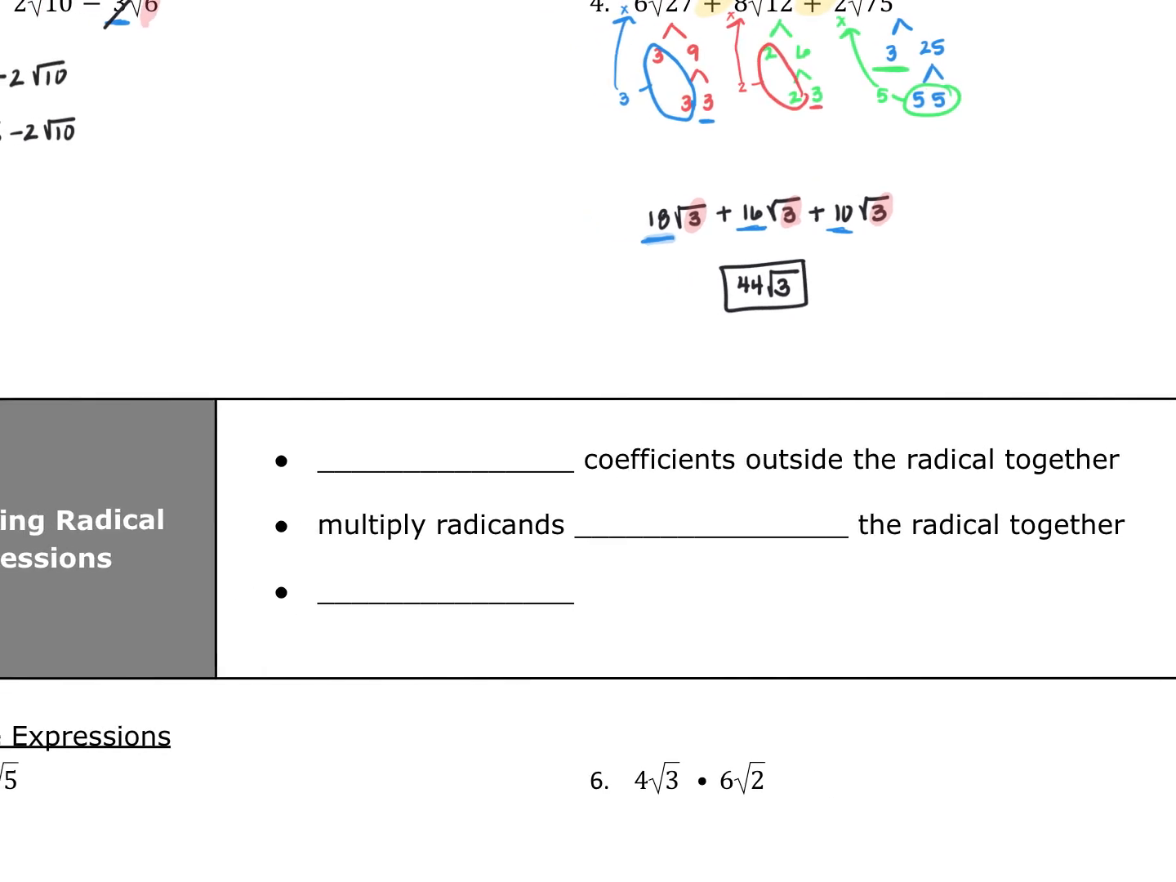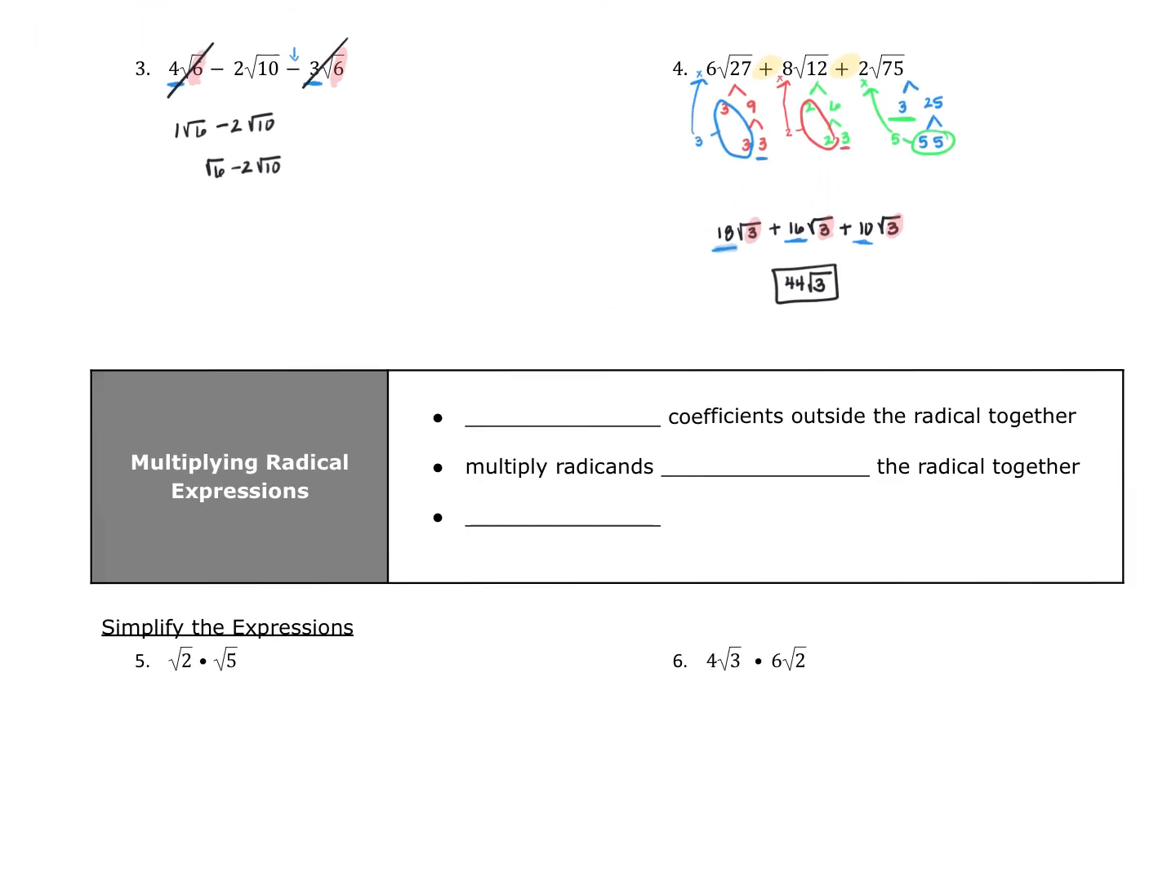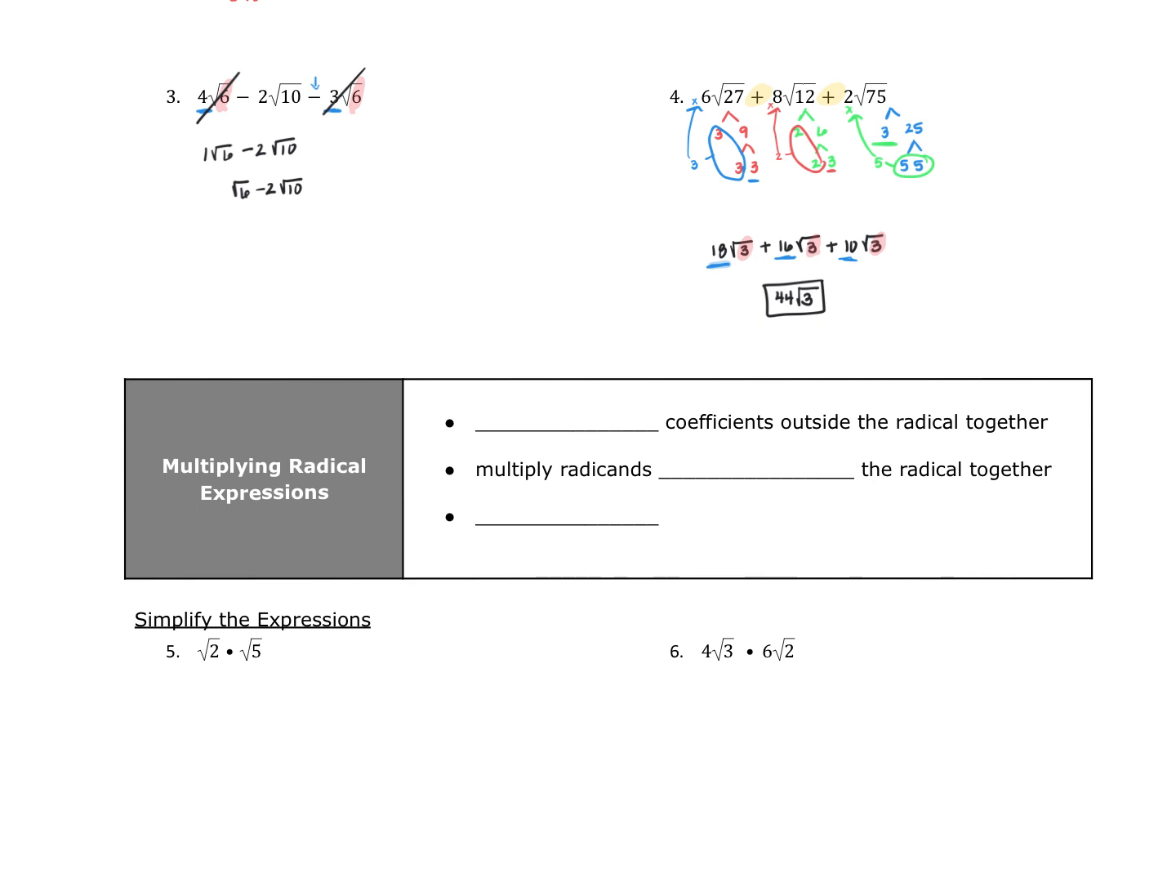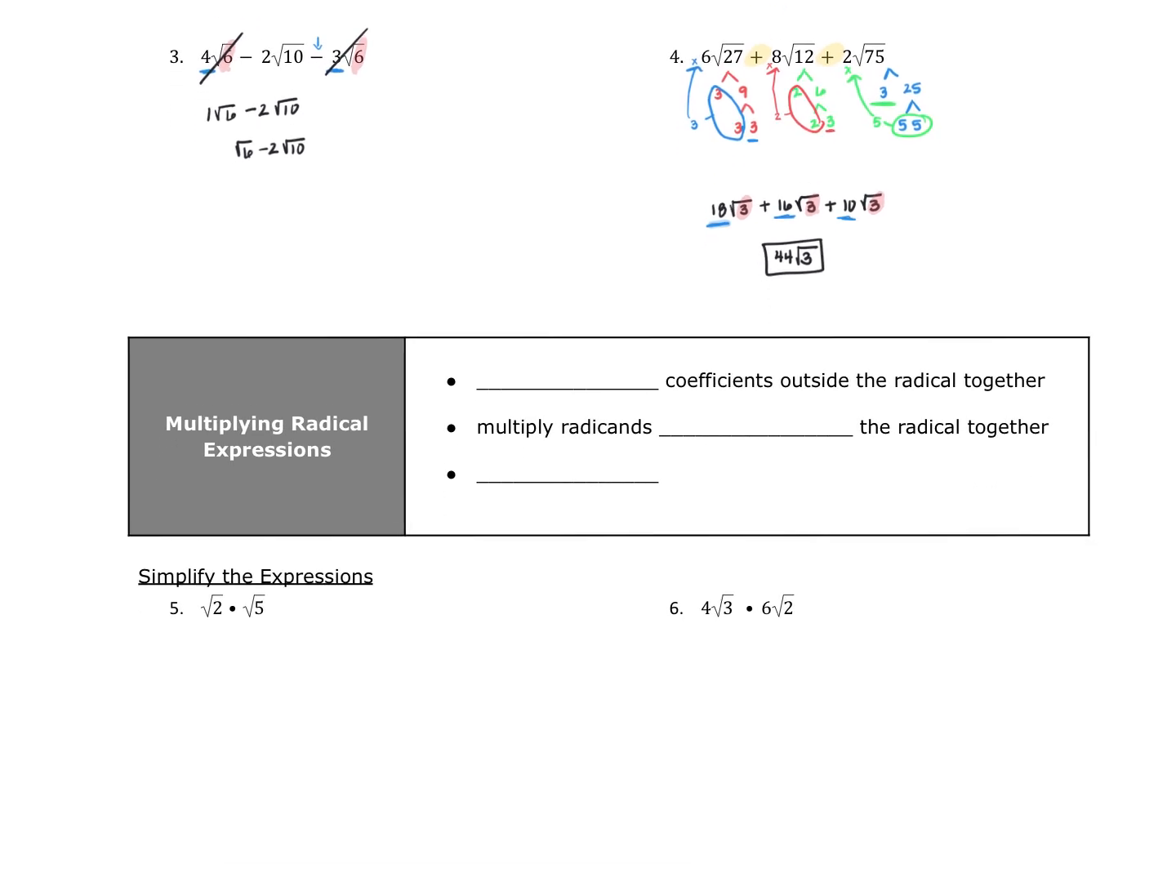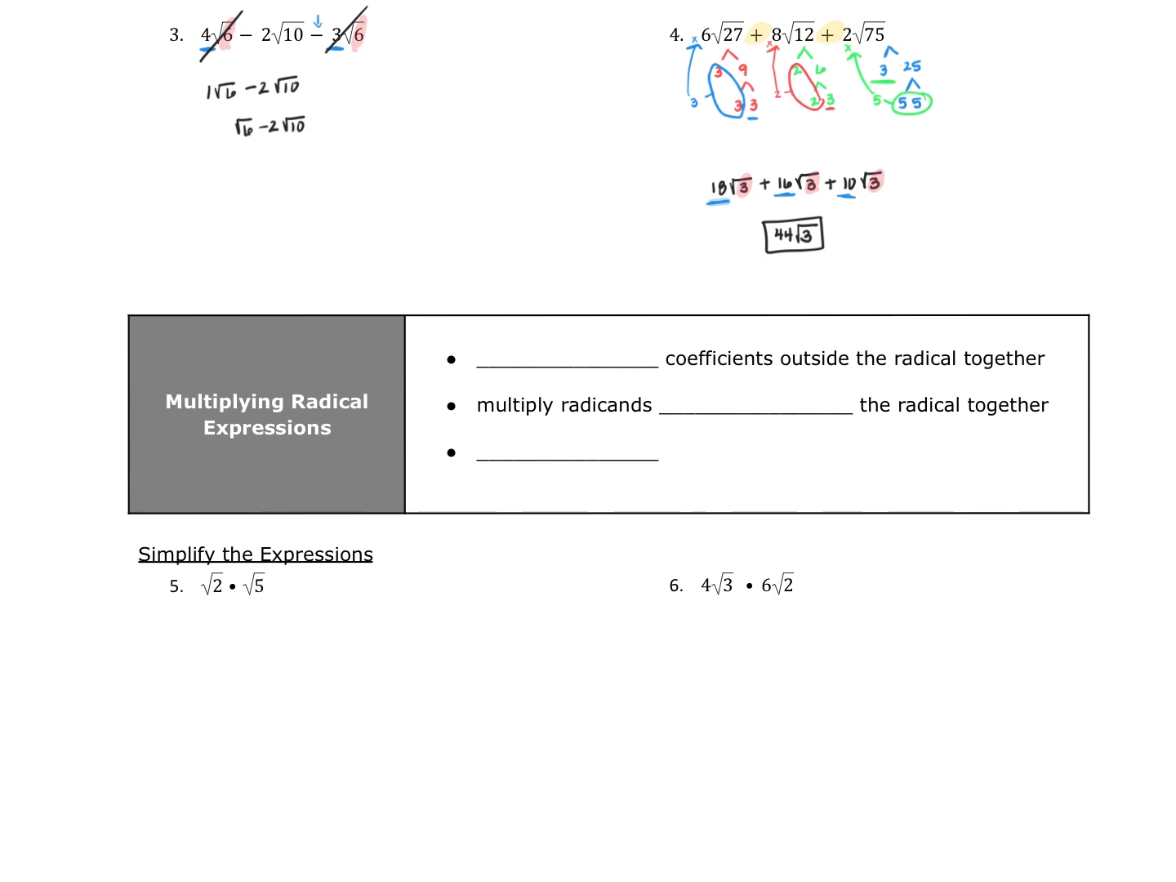Okay, so now let's go on to what we're doing today. So that was just a review of simplifying and adding and subtracting radical expressions. Now we're going to multiply radical expressions. So when you multiply radical expressions, you're going to multiply the coefficients outside the radical. So that means the number that is outside of every radical, you multiply those together. Okay? And then you're going to multiply the radicands, and the radicands are what's inside or underneath the radical together. And then finally, you're going to simplify.